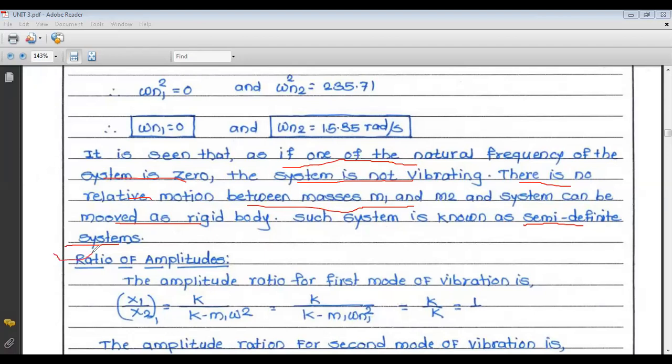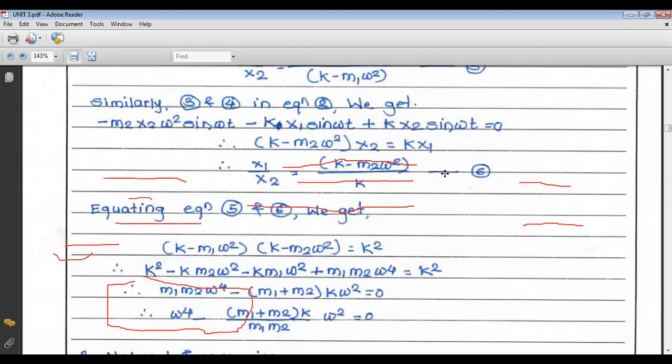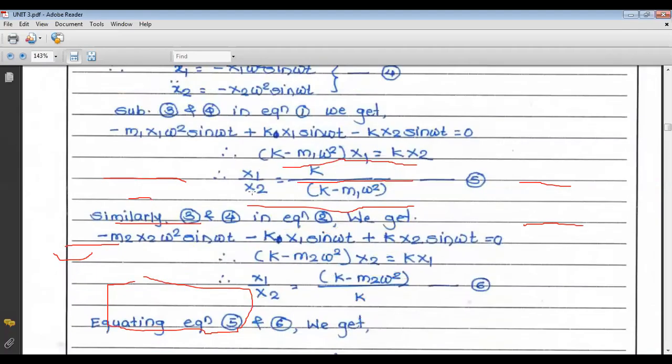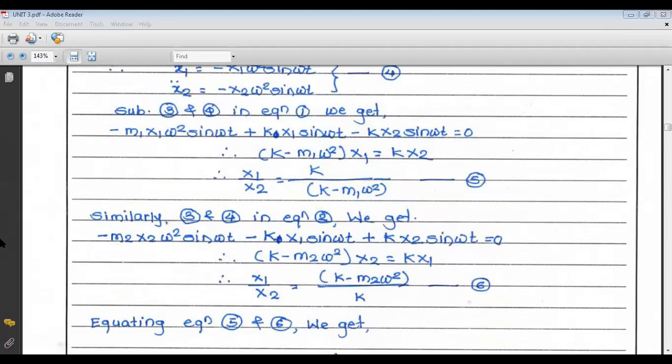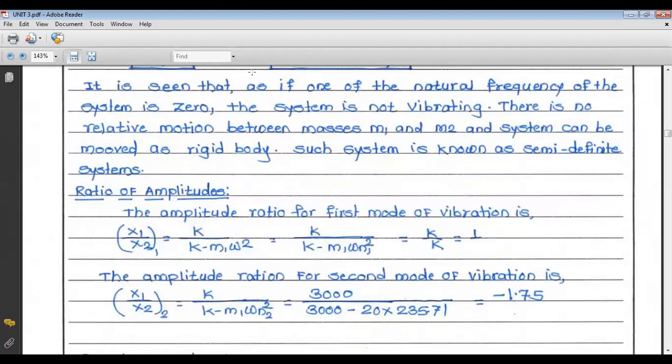Now for the ratio of amplitude, you can take any one equation. So I will take this equation, that is x1 upon x2 is equal to k upon k minus m1 omega square. This is equation number 5. So for the ratio of amplitude, we take this equation: x1 upon x2 is k upon k minus m1 omega square.